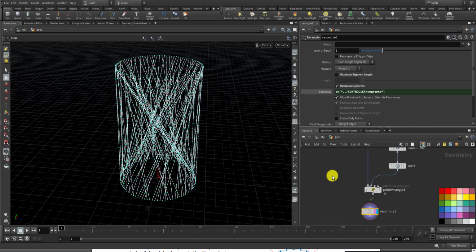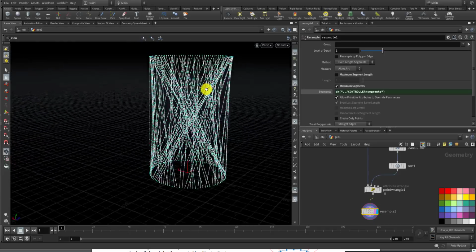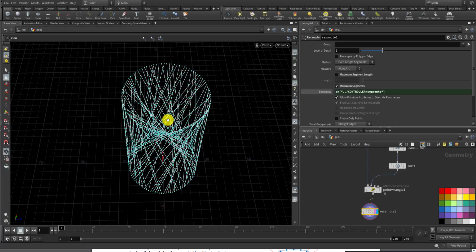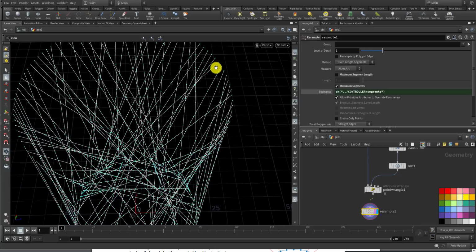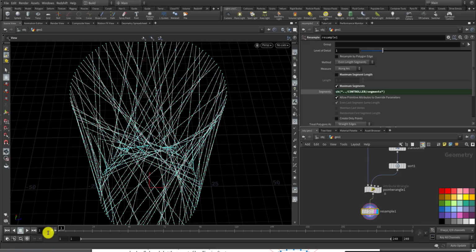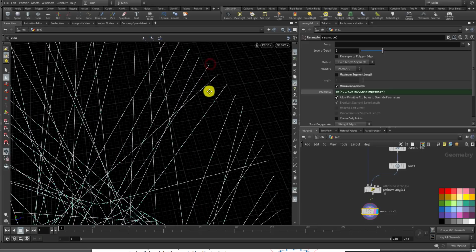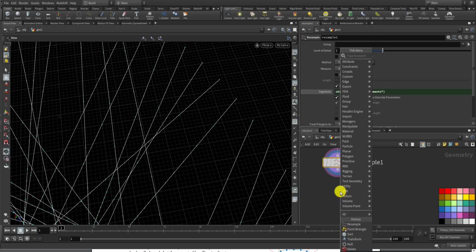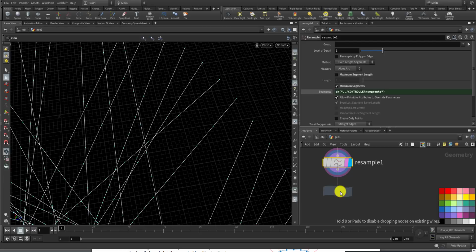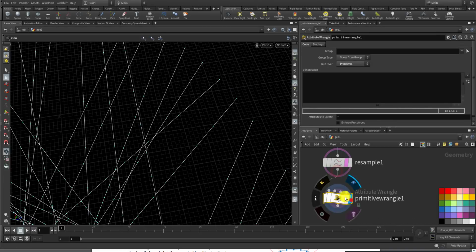Now, from here, I'm gonna start calculating the compatibility for each line, for each primitive. So what I'm gonna do is check each primitive and find a compatible pair for each line, for each primitive. So let's use a primitive wrangle to calculate the compatibility for each line.